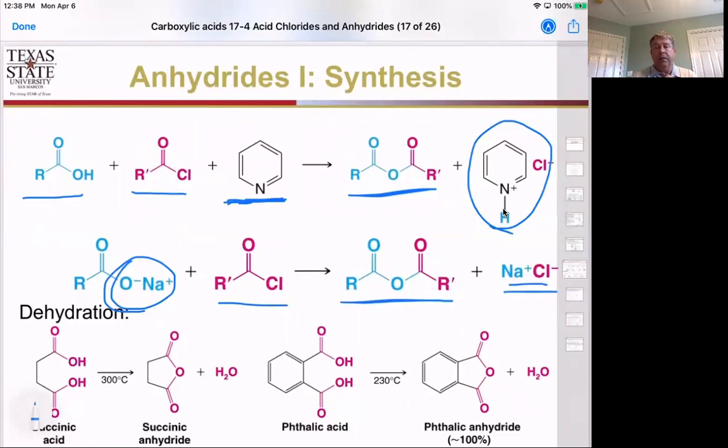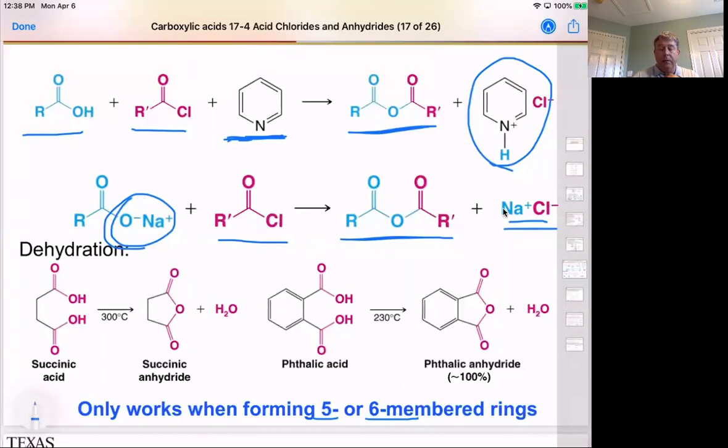It's also possible to create an anhydride through dehydration, but this only works if we can form a 5-membered or 6-membered ring, and it'll work directly with heat. If you do not have a 5 or 6-membered ring, the groups are not close enough together, there's no stabilization from forming the ring, and therefore it doesn't happen. They do not form it in appropriate yields. You might get a little bit, but it's not a very useful reaction unless you're forming that 5-membered or 6-membered ring.